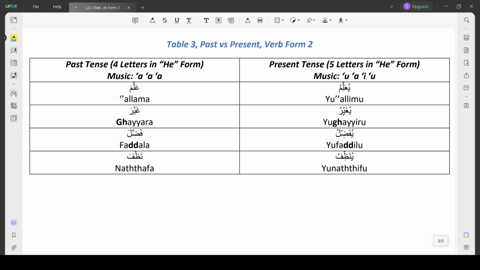Let's start. علم يعلم، غير يغير، فضل يفضل، نظف ينظف. Okay, that's all the grammar we're going to need for this lesson. Now let's move on to the sample sentences.